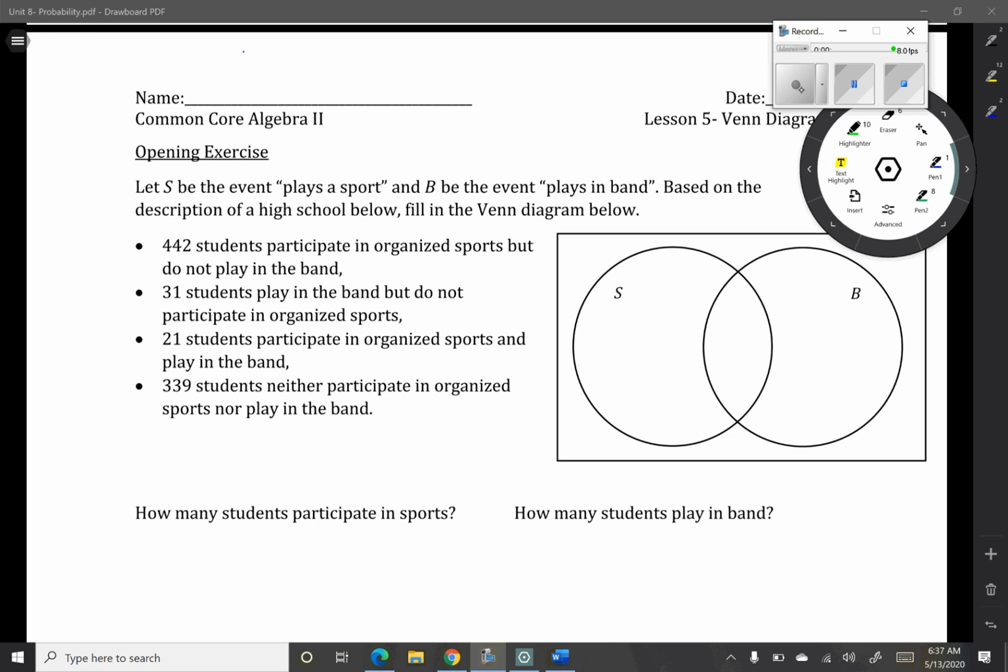The opening exercise is just a generic, straight up Venn diagram. Can you figure out what all the parts of the circles and things are going to be? So go ahead, pause the video here, see if you can fill in the Venn diagram with the given information about playing sports and being in the band.